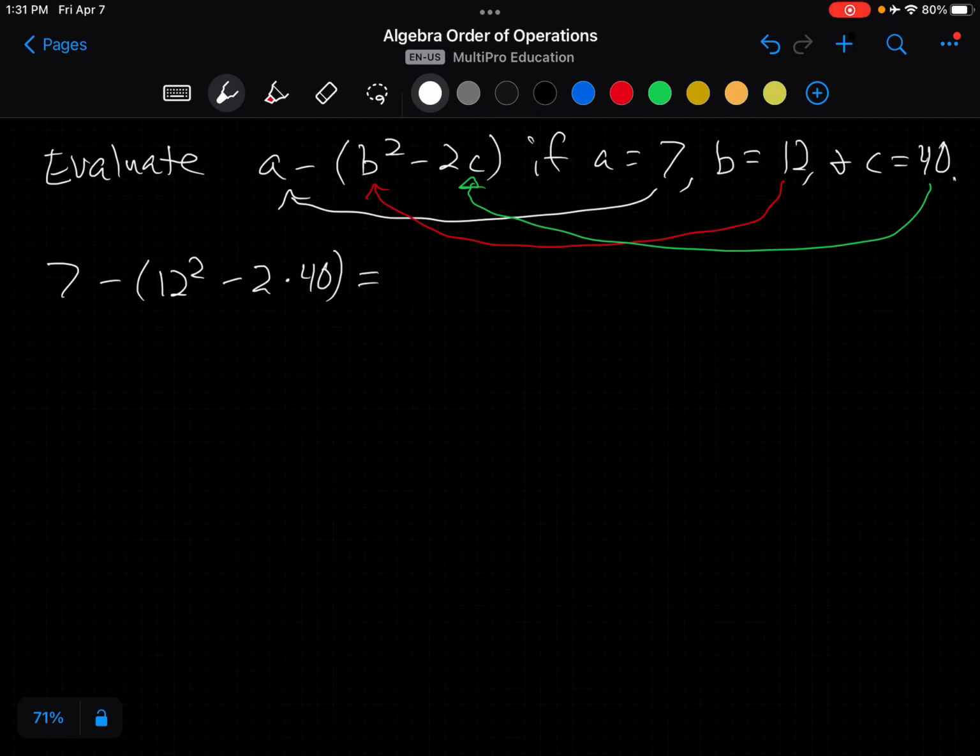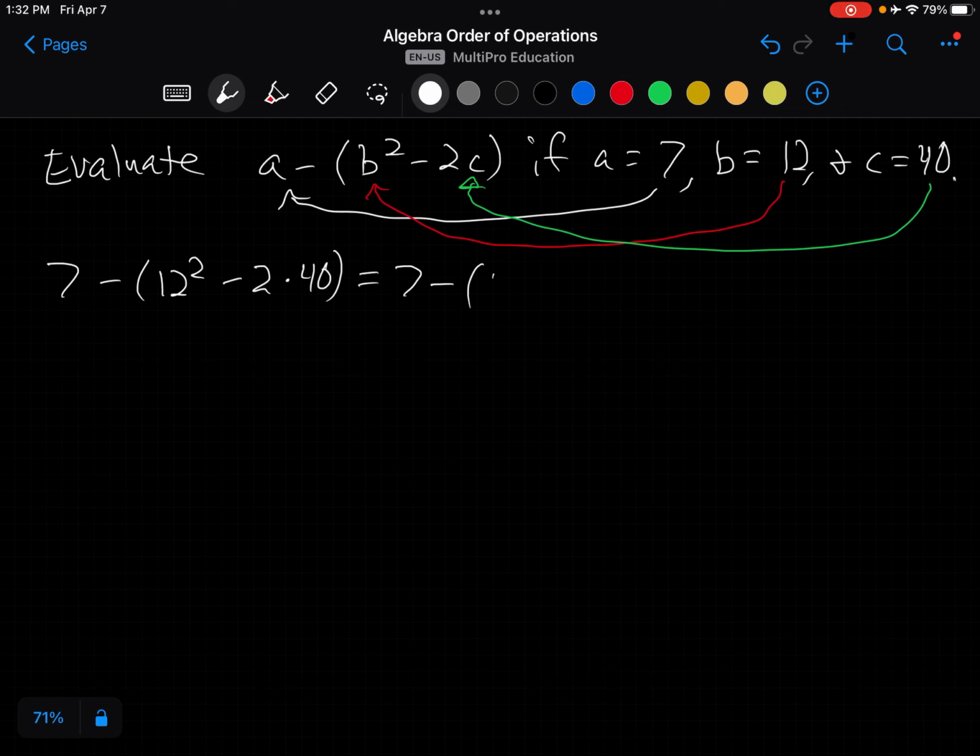But the first thing we did before we followed the order of operations is plug in our numbers for each variable of the expression. All right, we have a parenthetical, so we need to solve inside of this parenthetical. We have 12 squared minus 2 times 40. So what are we going to do first? The exponent, right? Because that comes before subtraction and multiplication.